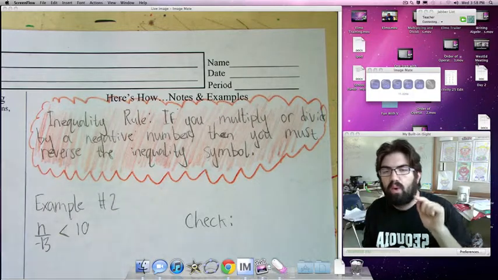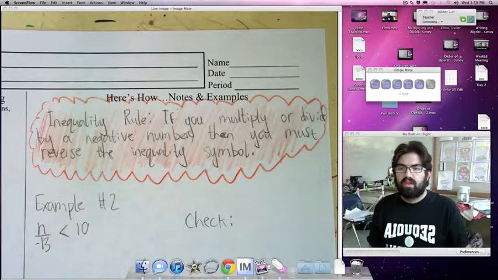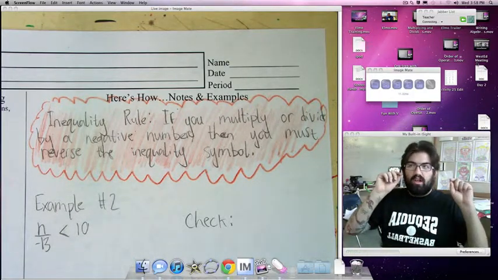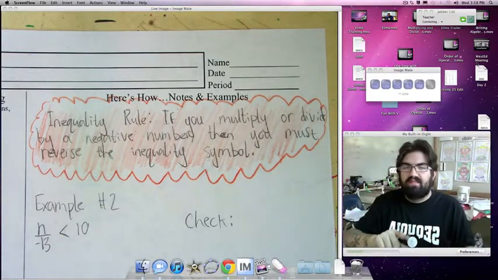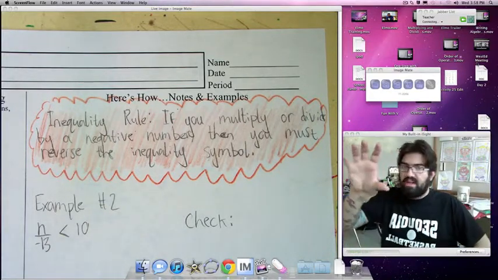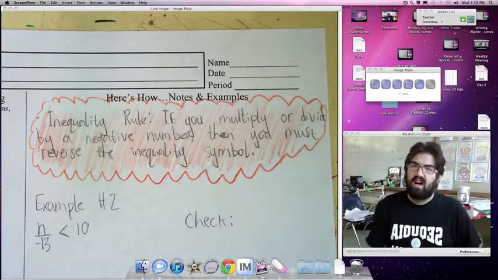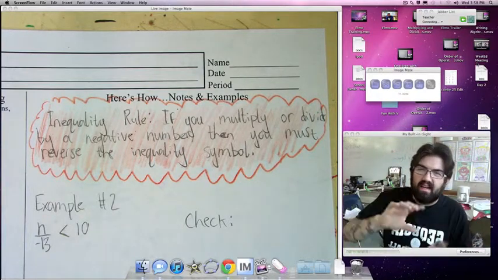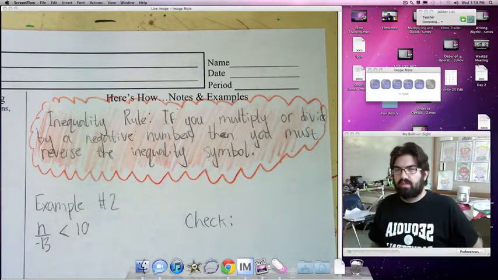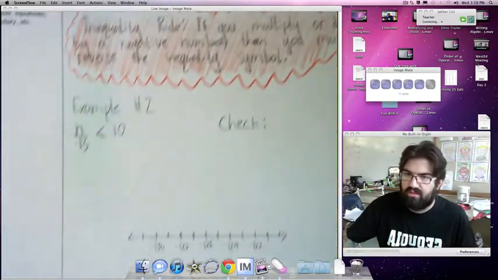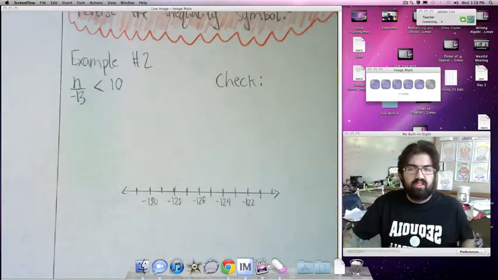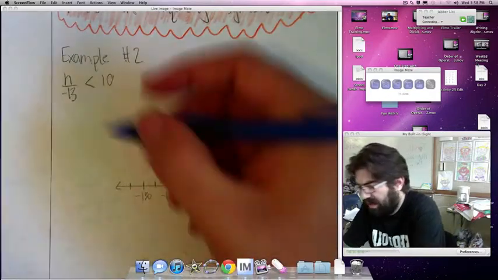That's when you divide or multiply by a negative, not when you're dividing a negative. If it's already negative and you're dividing by a positive, you're fine. It's when you're dividing by a new negative. That's when it's an issue. And we'll do some more examples of that in class. But here's example number 2. Let's see if this rule's right.